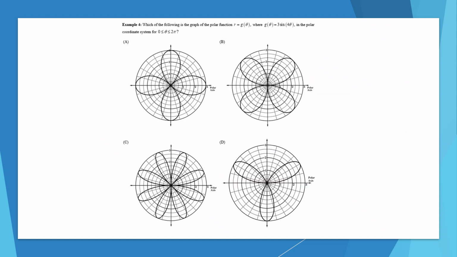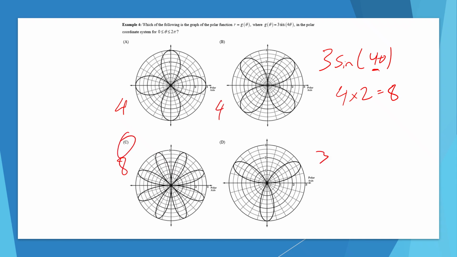So here, it might be hard to see, but we have the function 3 sine 4 theta. Which of the following is a graph from 0 to 2 pi? So we have n here as 4, and so if it's an even number, you double it to get 8 petals. So this one has 4 petals, 4 petals, 3 petals, and 8 petals. So we can narrow it down to C without even testing a single value.